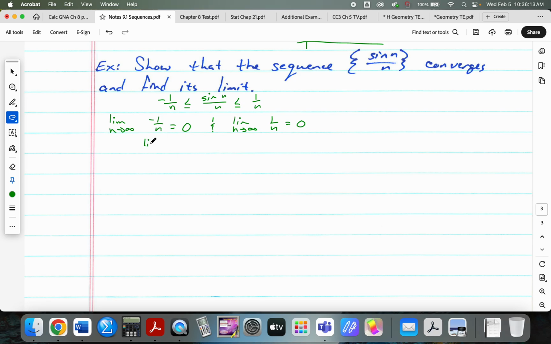So that means that the limit as n goes to infinity of sine of n over n is equal to 0. And we say that the sequence sine of n over n converges to 0.